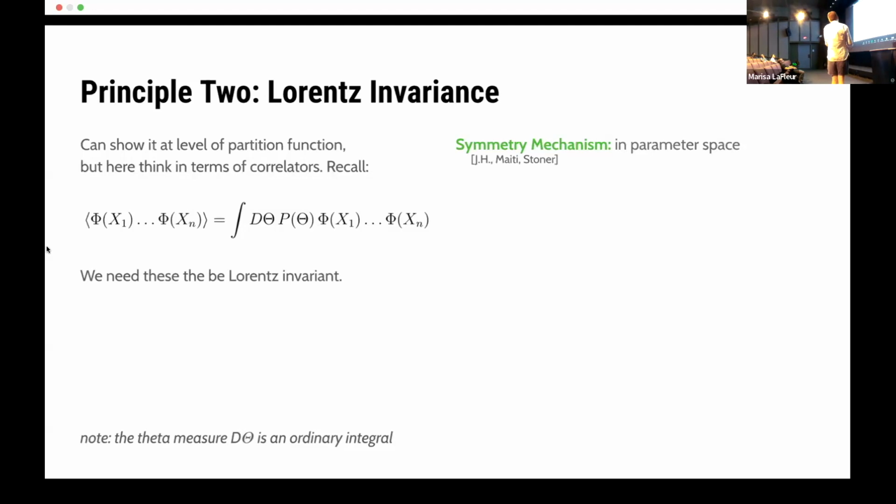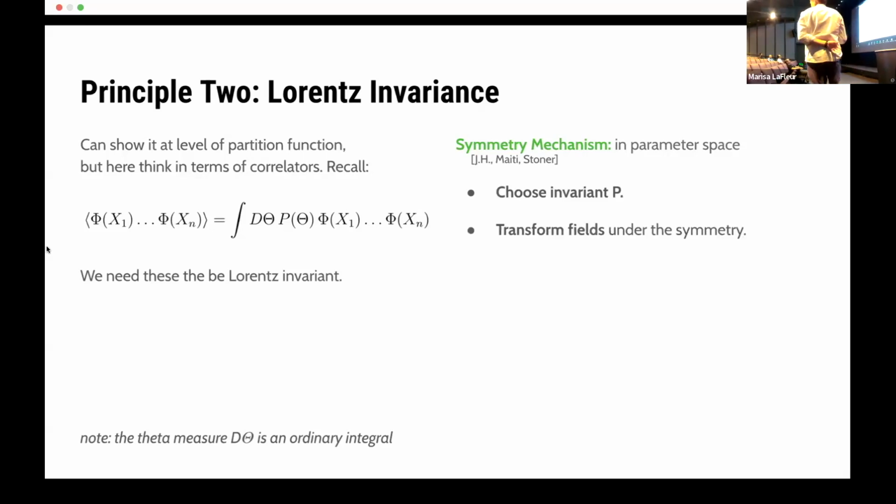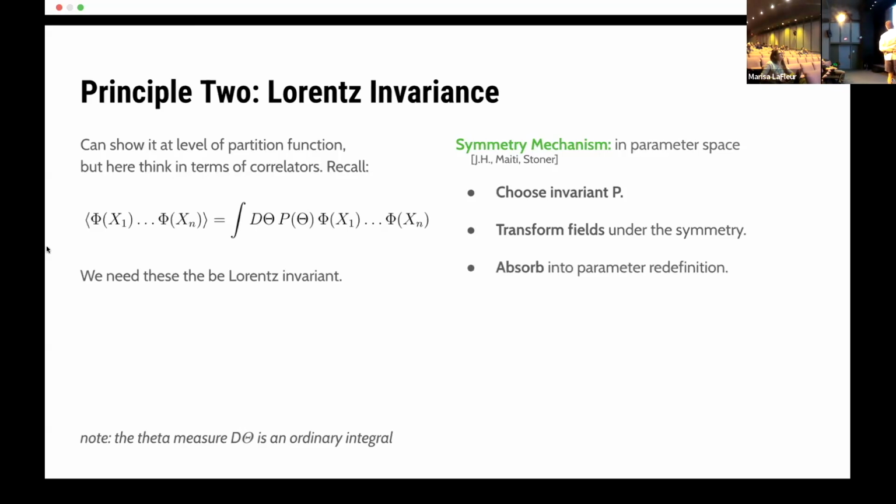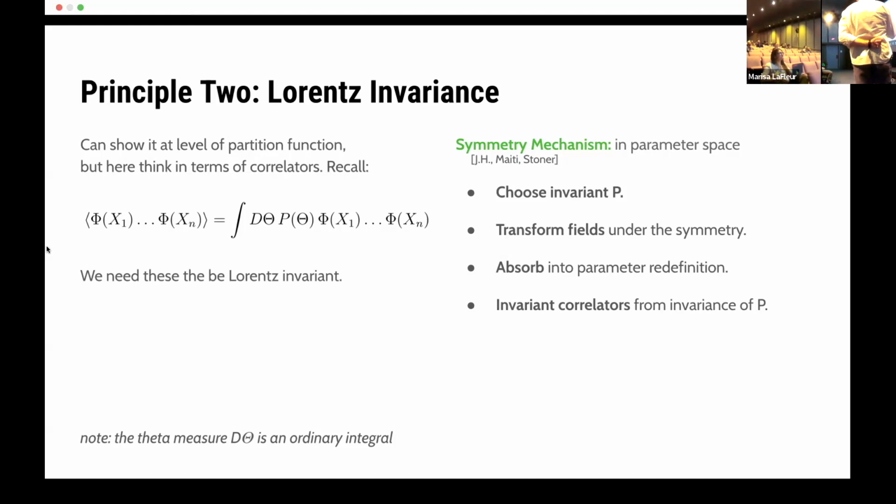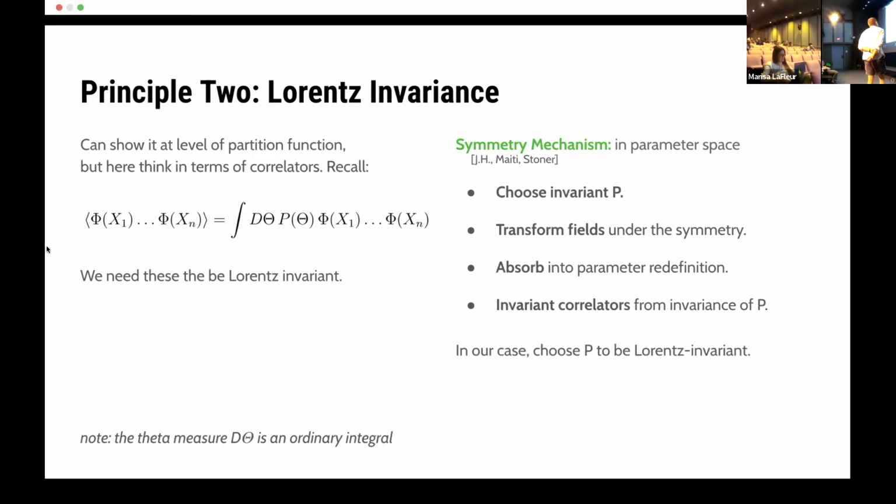But we know how to do parameter space symmetries in field theory. The basic idea is that you choose an invariant probability density for your parameters. You do some transformation of the fields under the symmetry. So in particular here, you'd be doing a Lorentz transformation of x1 through xn under some fixed Lorentz transformation. You absorb that into a parameter redefinition. And if P is invariant, then that parameter redefinition leaves the correlation functions invariant due to the invariance of the measure. Okay. So this is a very, very simple mechanism to engineer all sorts of symmetries in these neural network field theories. This is the one that we're using here, Lorentz symmetry, but it's doable. So principle 2 is doable. So in our case, we choose P to be Lorentz invariant.